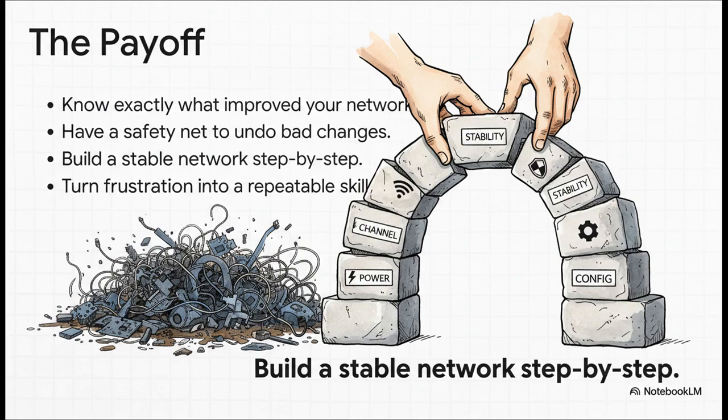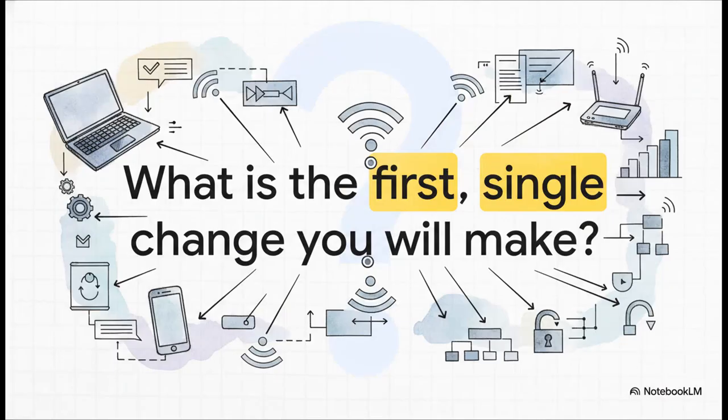And look at the payoff. You'll know exactly what change made things better. You have that all-important undo button to reverse a bad decision. You build a stable network, one smart step at a time. And maybe best of all, you turn a moment of pure frustration into a skill that you can use again and again. So as we finish up here, I want you to really think about that.